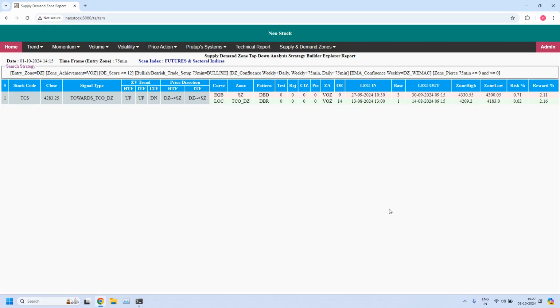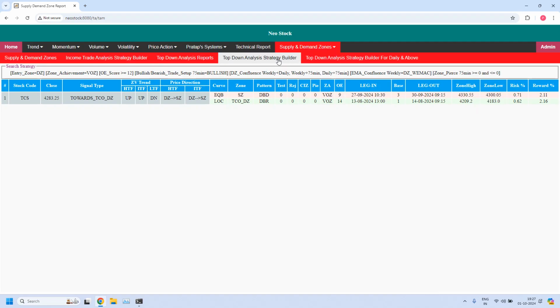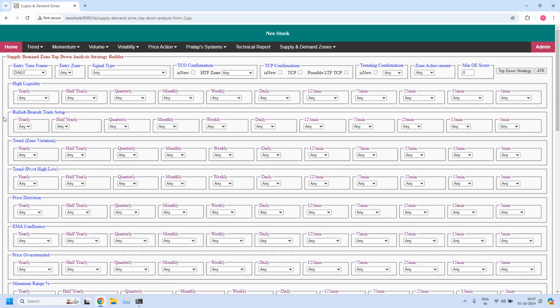Oh, excellent. TCS weekly zone is also having weekly EMA confluence. In that zone we have our entry zone 75 minutes, which is again overlapped with daily zone. Both together are part of the weekly zone. Okay, this is about bullish trade setup for weekly income trade. Next, let us look for bearish trade setup for weekly income trade.